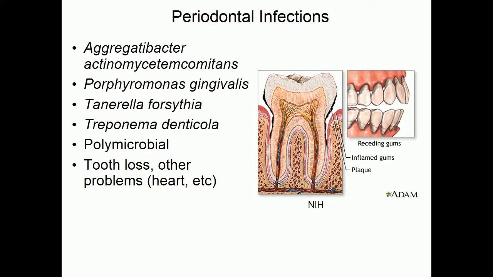Periodontal infections. Aggregatibacter actinomycetemcomitans. Porphyromonas gingivalis. Tannerella forsythia. Treponema denticola. Polymicrobial. Tooth loss, other problems, heart, etc. NIH.